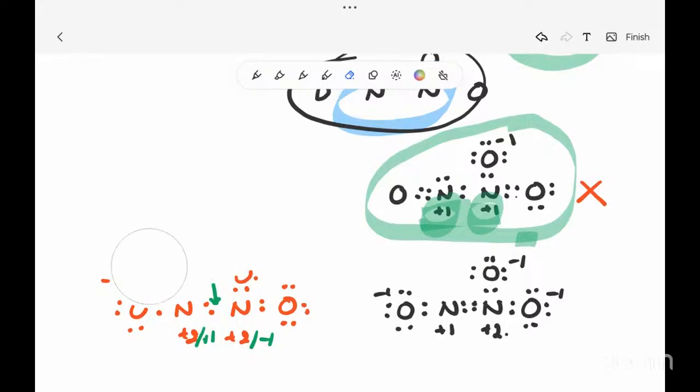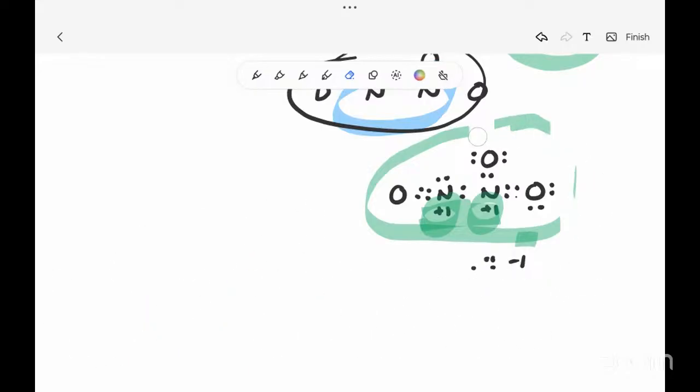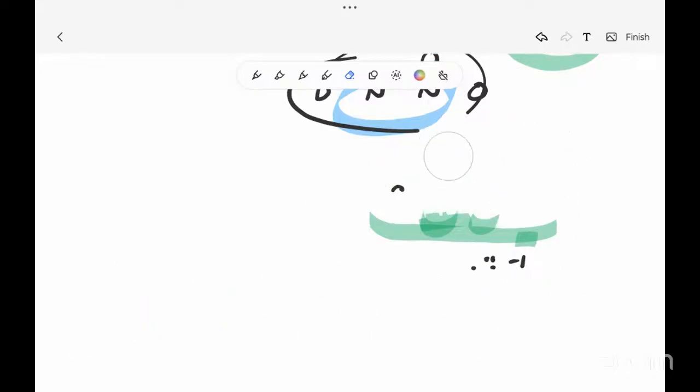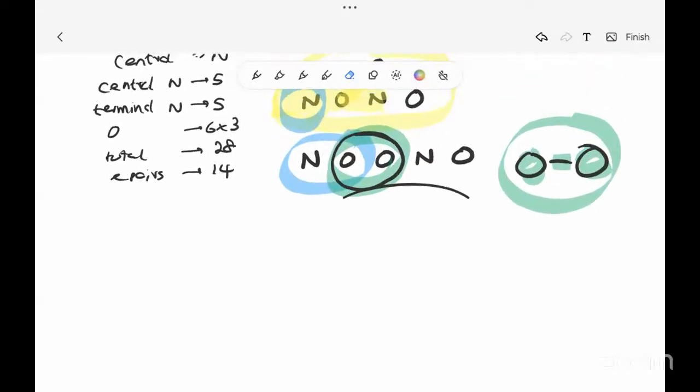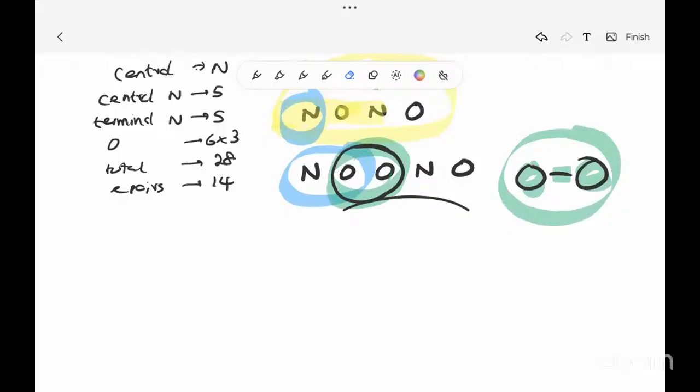Wait, I have made a mistake. Let me correct this one, N2O3. So the structure is something like this. Let me go from the beginning.